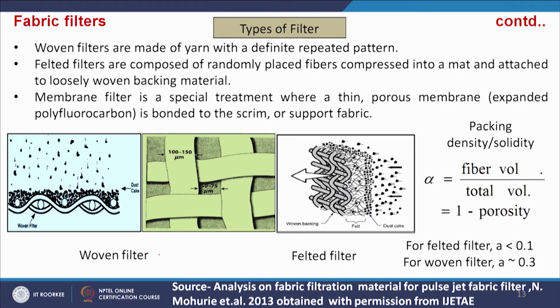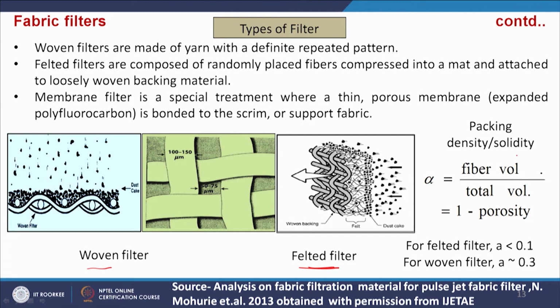Now, we will see different types of filters and fabrics which are used in this type of filter. So, here you see the fibers are either woven or it is felted fiber. It is very clear that in the case of woven filter, the volume of fiber is much more than in the case of felted filter. So, the packing density is one parameter through which we can quantify the quality of these types of filters.